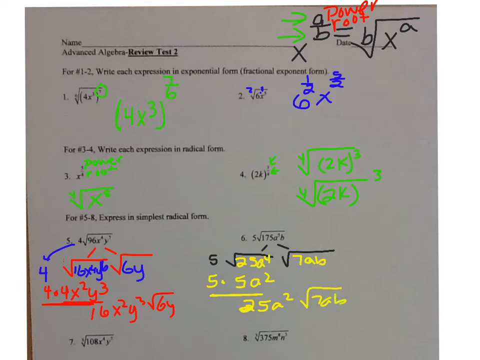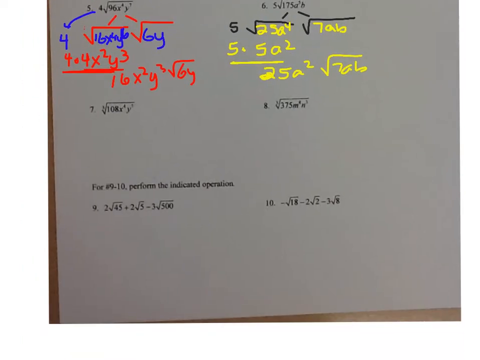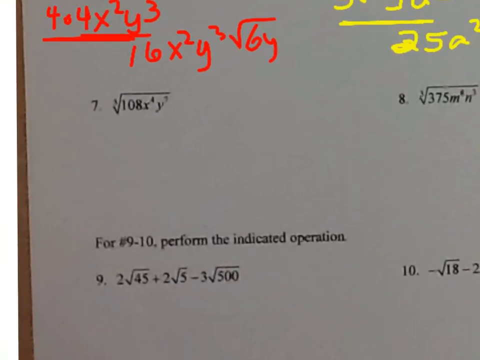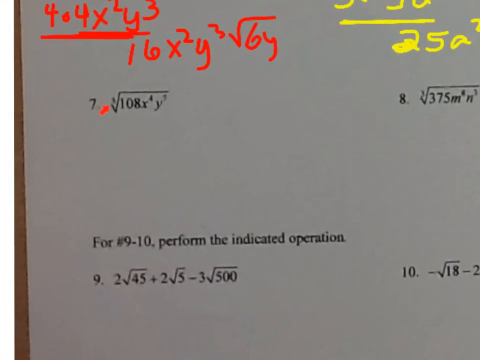All right, let's take a look at number 7. Notice now, in number 7, we're dealing with a cube root. So let's write down some perfect cubes, because I bet we forgot them. 1 is a perfect cube, 8 is 2 times 2 times 2, 27 is 3 times 3 times 3, 64 is 4 times 4 times 4, 125, 216, that's 6 times 6 times 6.